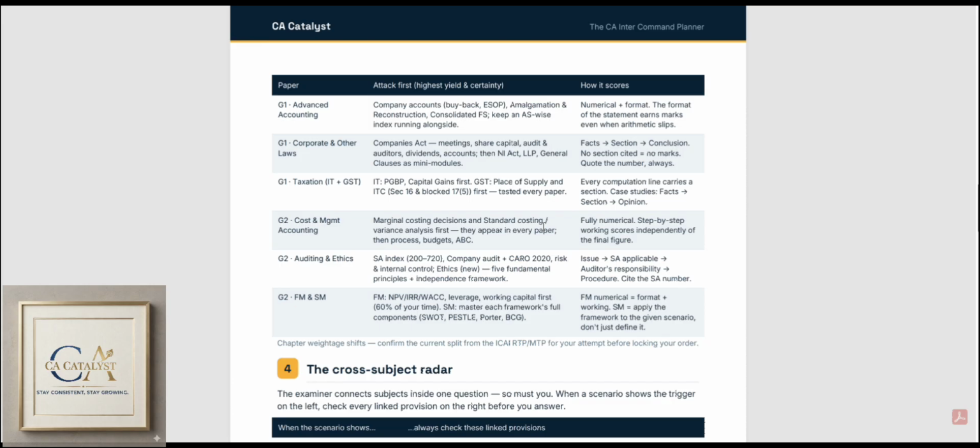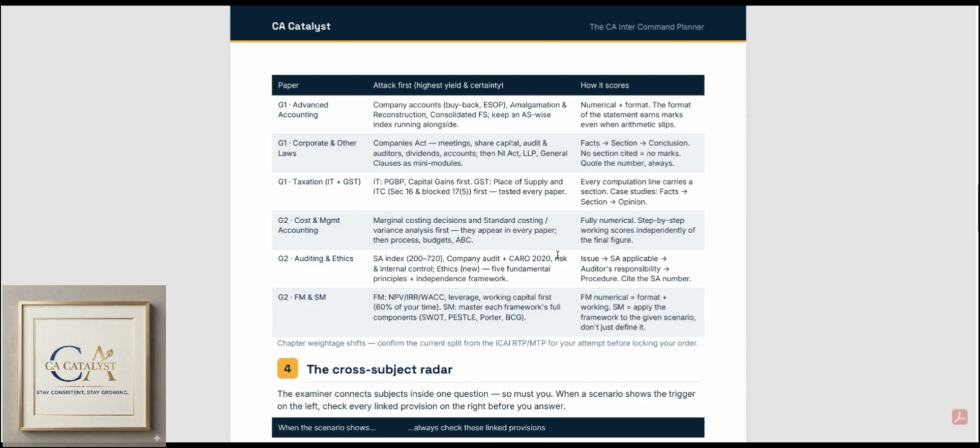Next is cost and management accounting. Marginal costing, standard costing, variance analysis have been in every paper, so you need to check on this, and ABC analysis. Now when we talk about cost and management, for this also there should be a concept note, and for each of the adjustments in marginal costing and standard costing, you should make a concept note where you identify how the working note should be written, as well as the concept. Like in marginal costing, these concepts exist, you should be writing that down.